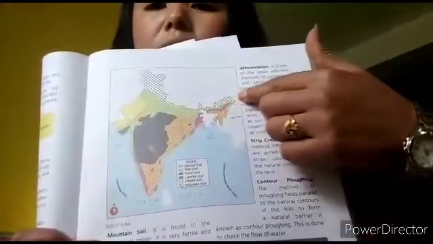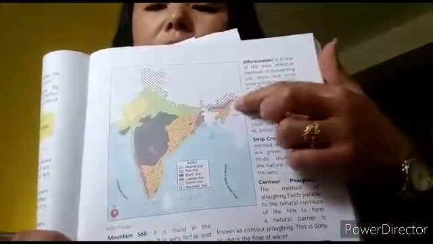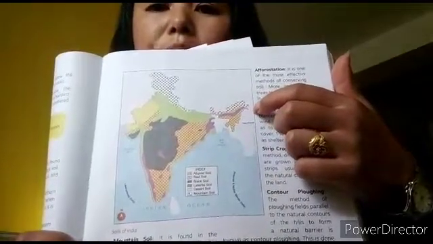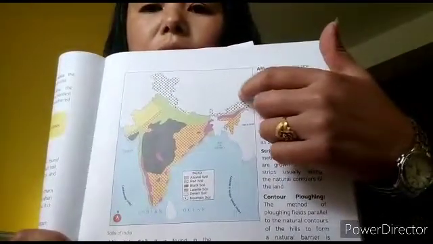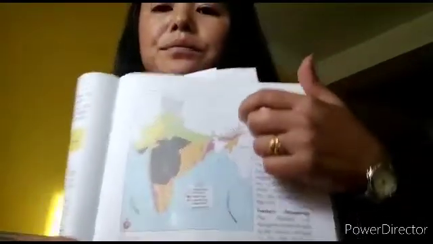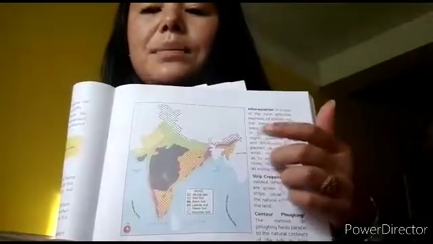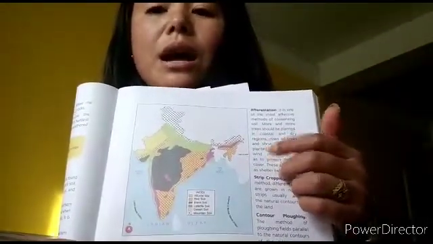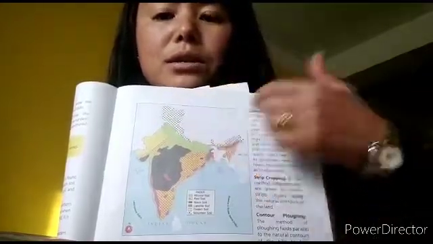Next is your mountain soil. These mountain soils are found in the hilly areas and the mountain areas, and this soil is very rich in humus, got it? This soil is very fertile, and most of the plantations like tea plantations, coffee plantations and your spices are grown in this region, right?